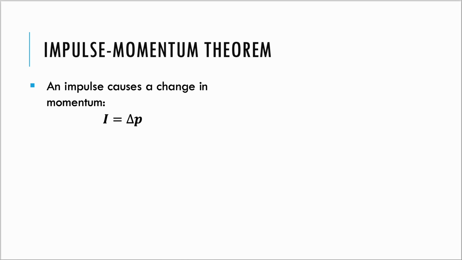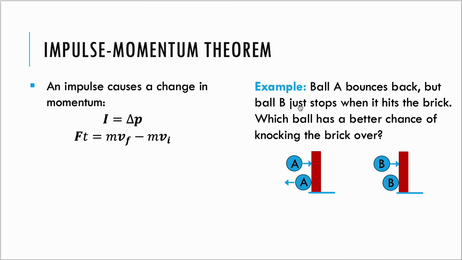Next is the impulse-momentum theorem. It says that an impulse is going to cause a change in momentum. So I, the impulse, equals delta P, the change in momentum. We usually rewrite this equation as force times time for the impulse, and m v final minus m v initial for the change in momentum. Let's look at an example.